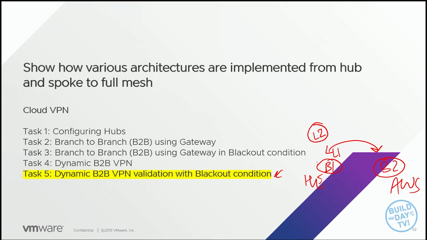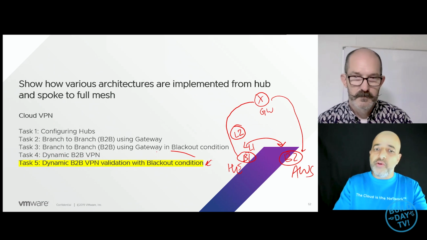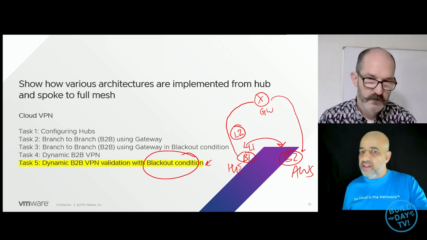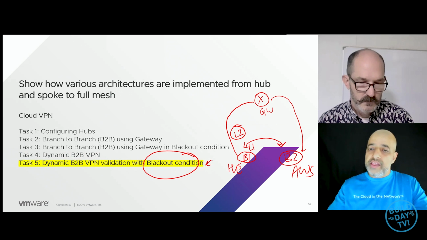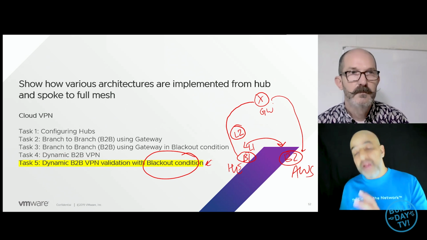It should not happen that your traffic goes back to the gateway and then goes back to the other branch. That's the use case out here: with dynamic branch to branch, we are going to perform a blackout condition, and we don't want to see that hairpinning is happening through the gateway when the blackout condition happens.